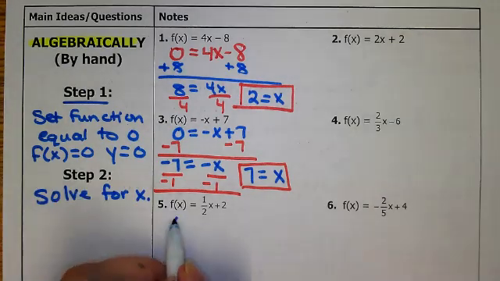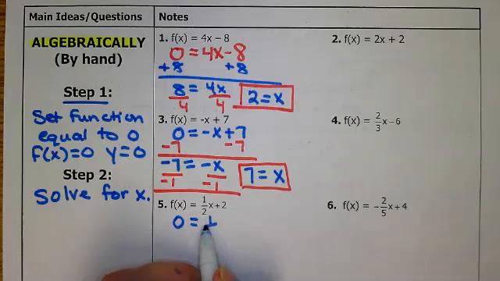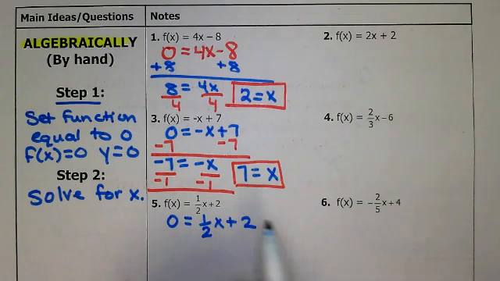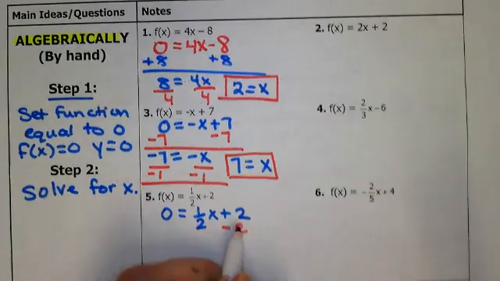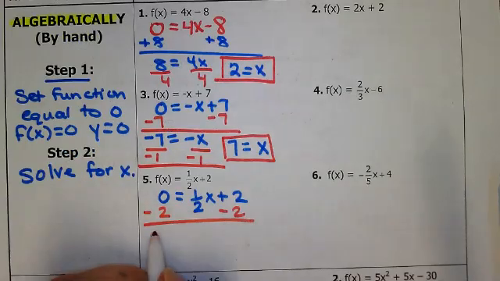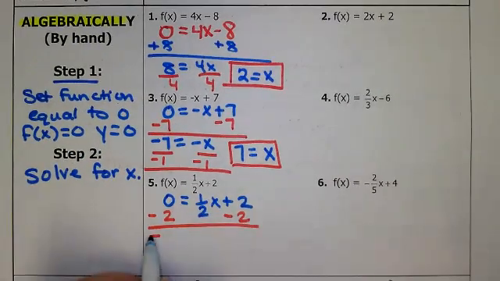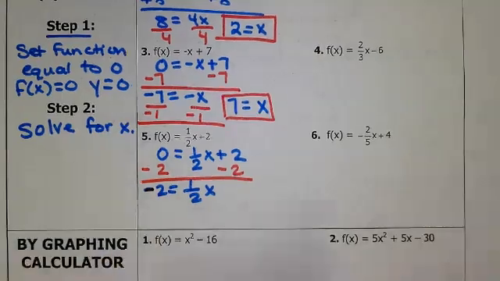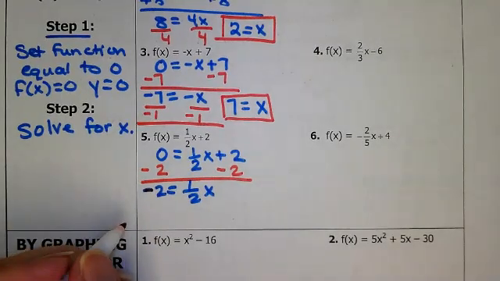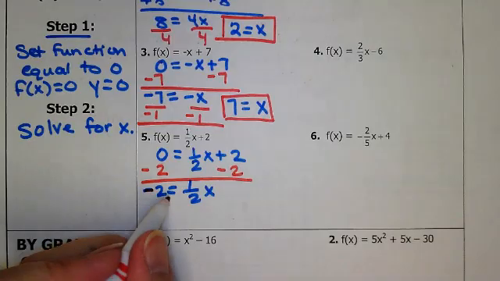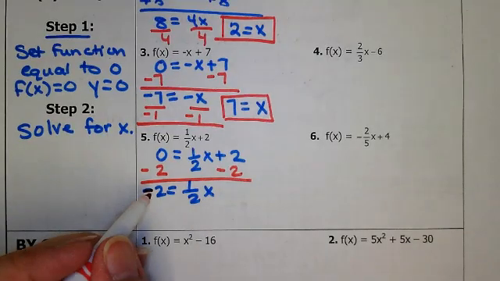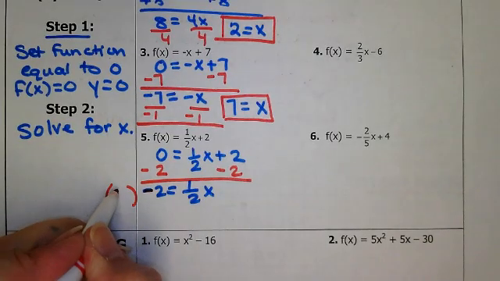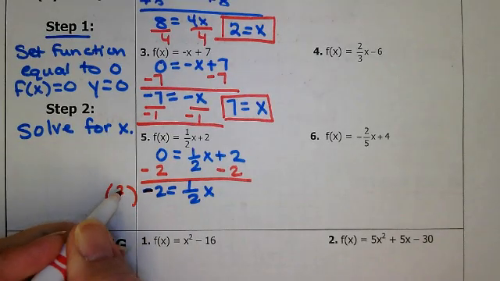Okay, 0 equals 1/2 x plus 2. Subtract your 2 from both sides. Again, I'm just treating it like a regular equation. I'm solving for x. All right, and then I'm going to divide by 1/2, which essentially means I'm multiplying by the reciprocal.